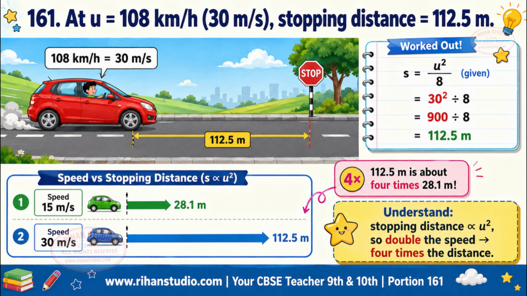At u equals 108 kilometers per hour, that is 30 meters per second, the stopping distance is 112.5 meters. At 30 meters per second, s equals 30 squared divided by 8, that is 900 divided by 8, which is 112.5 meters. Notice, doubling the speed made the stopping distance about 4 times larger because it depends on u squared. Understand, stopping distance is proportional to u squared, so double the speed means 4 times the distance.